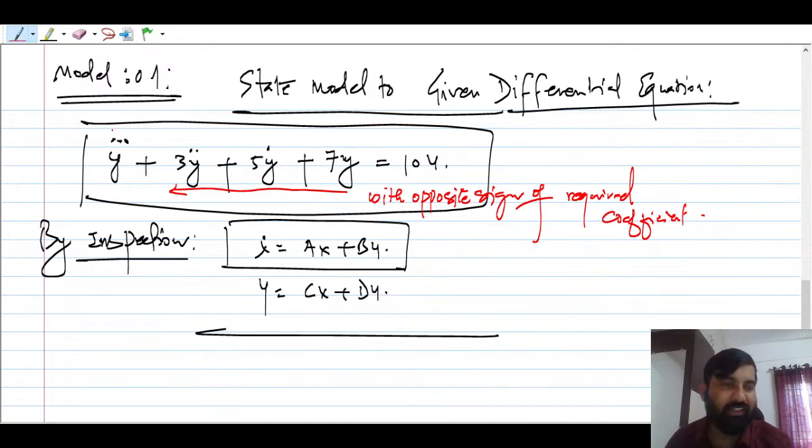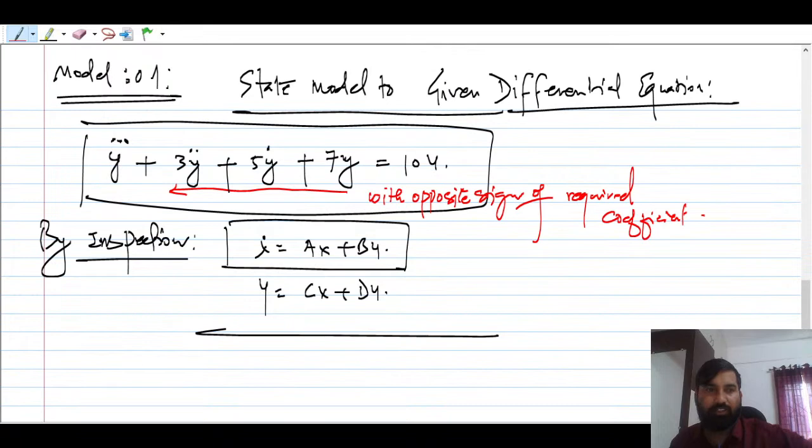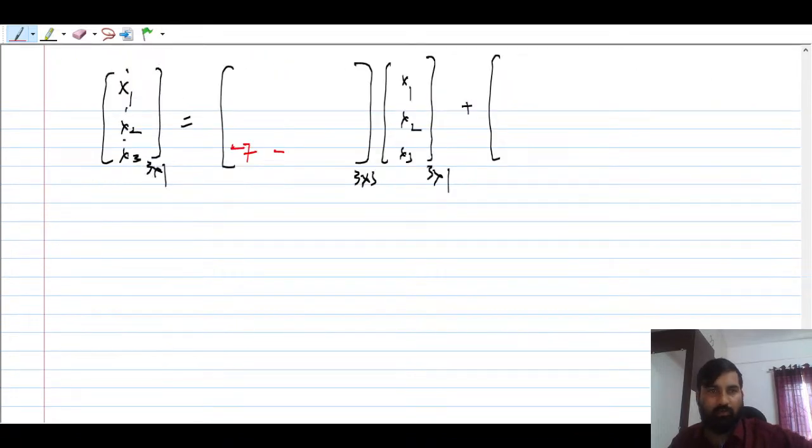So how have I decided how many state variables there are? Remember, if the order of the differential equation is 3, then you have to go like this, from right to left: take 7 and take the opposite sign of that. So you write here -7, then -5 and -3. This will be the last row.